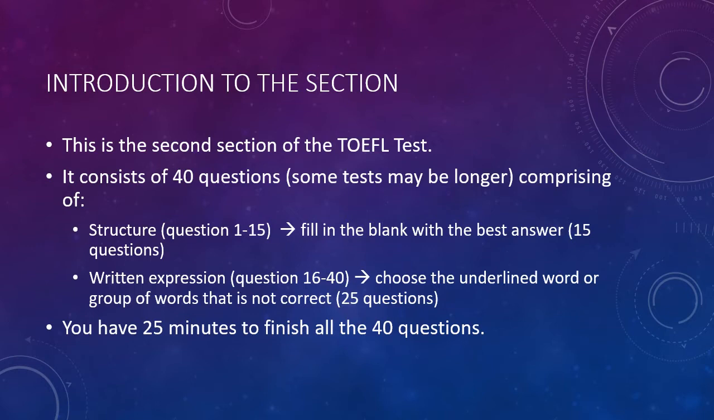The second part is written expression, and it comprises questions 16 to 40. In this part, you will have to choose the underlined word or group of words that is not correct. So basically, you try to find the word or group of words that make the sentence incorrect. For this second section of the TOEFL test, you only have 25 minutes to finish all the 40 questions. So you have to be aware of time management.